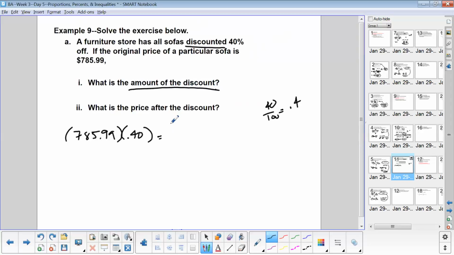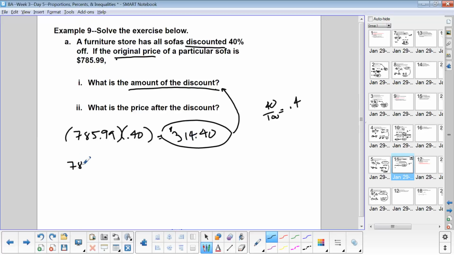So $785.99 times 4/10 or 40/100ths, and that's going to give us $314 and roughly 40 cents. That is the amount that was discounted. Like it said, if the original price was this amount and you're discounting it, it's got to be lower. But that doesn't mean that it's $314 now. That's just how much you were discounted.